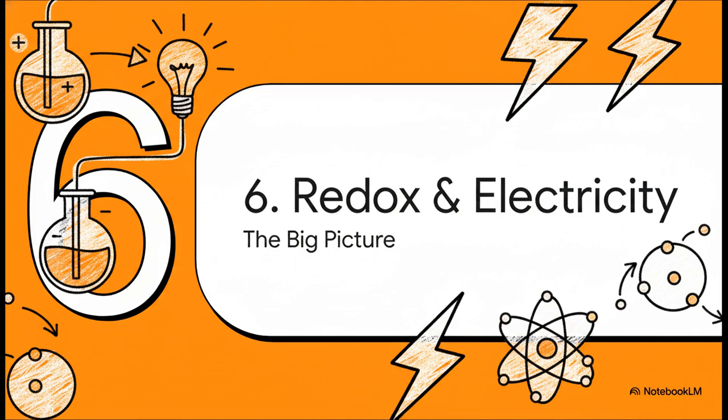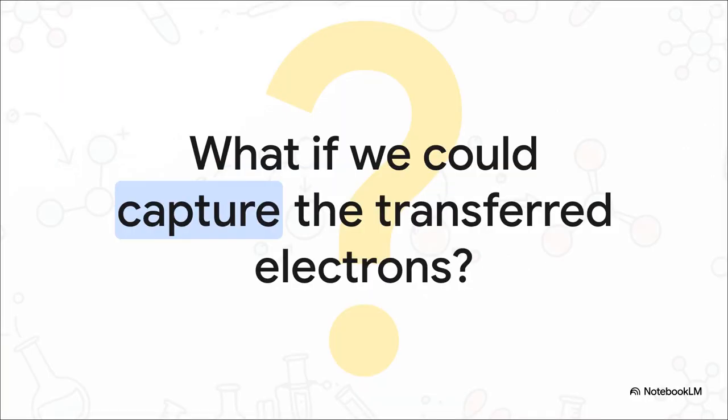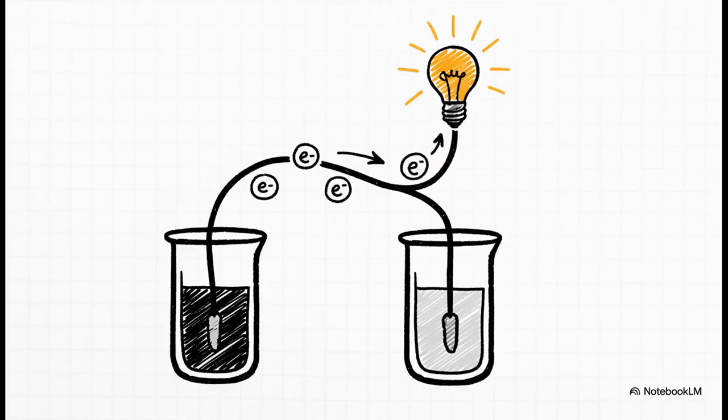All right, we have covered a ton of ground. We know what redox is, how to track it, how to classify it, and how to balance it. So for our grand finale, let's see how all of this connects to something you use every single day: electricity. So think about it. In all the reactions we've seen, the electrons just jump straight from one atom to another. But what if we could get in the middle of that? What if we could capture those electrons as they're moving and make them do some work for us? Well, if you do that, you've basically just invented a battery.